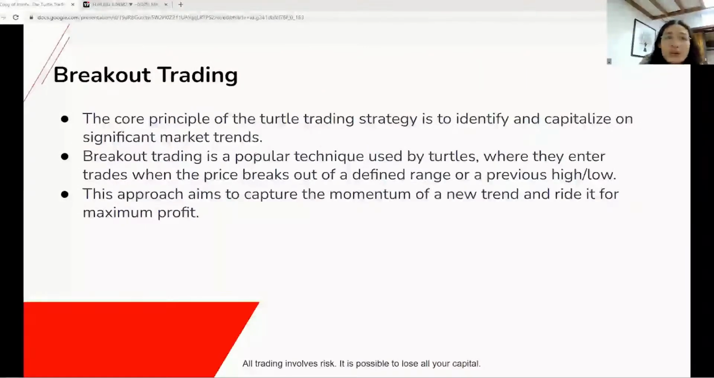So firstly, let's start with breakout trading. The core principle of the turtle trading strategy is to identify and capitalize on significant market trends. Breakout trading is a popular technique used by the turtles, where they enter trades when the price breaks out of a defined range or a previous high or low. This approach aims to capture the momentum of a new trend and ride it for maximum profit. In this case, they use the Donchian channels, which we'll get into in a little bit.